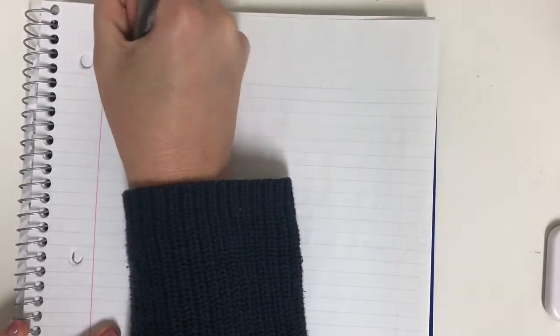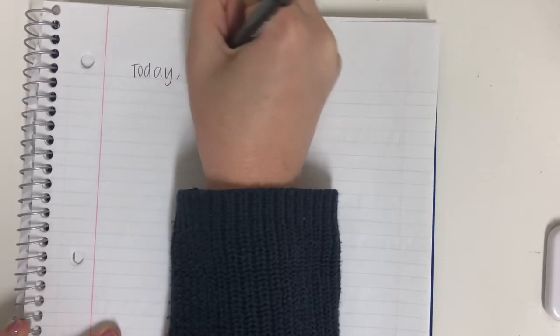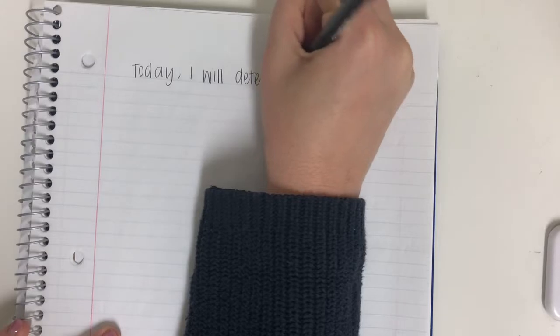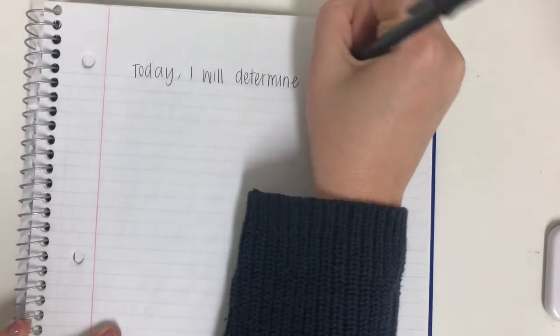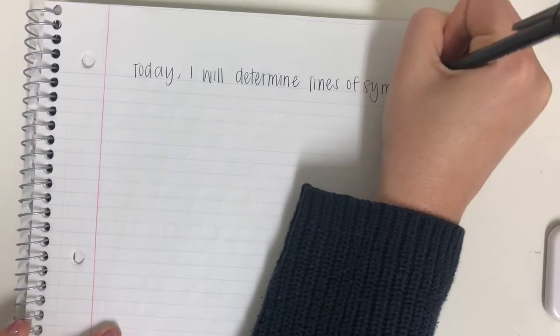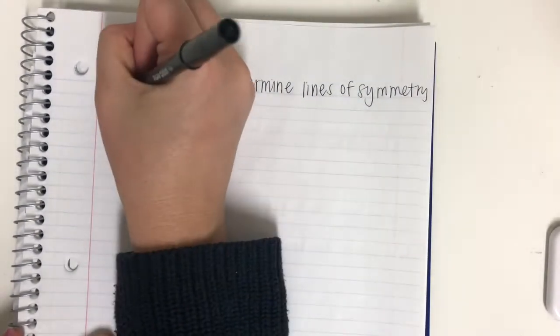Okay, so let's write our objective. Today I will determine lines of symmetry. So let's define what symmetry is.